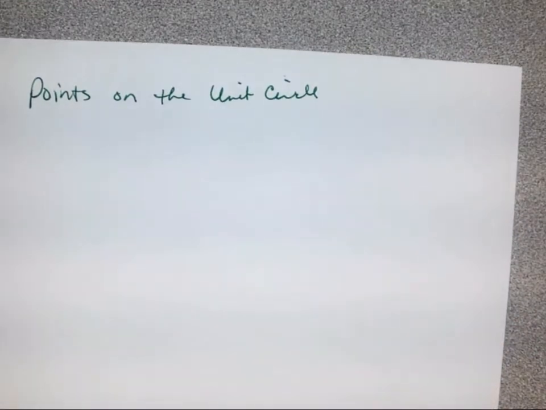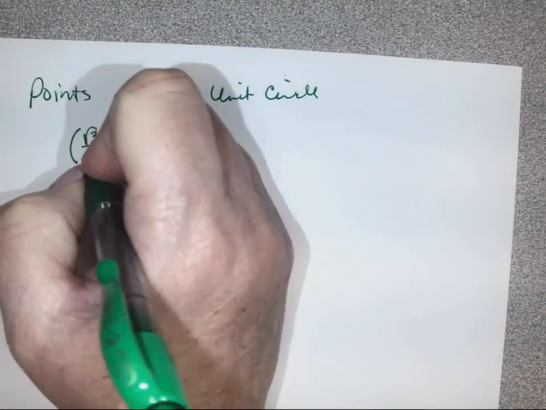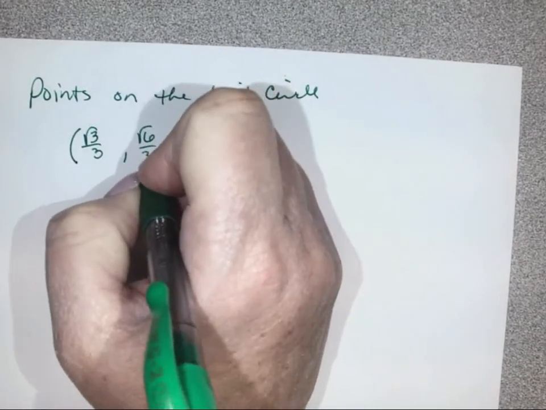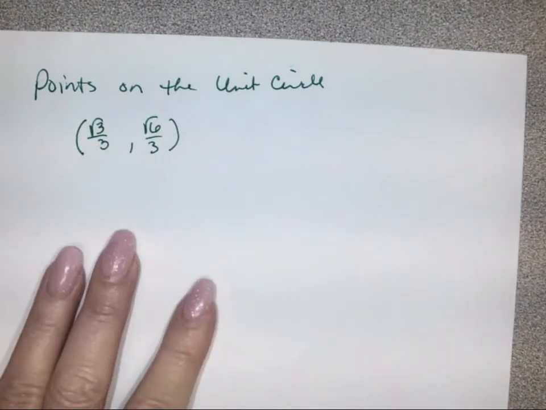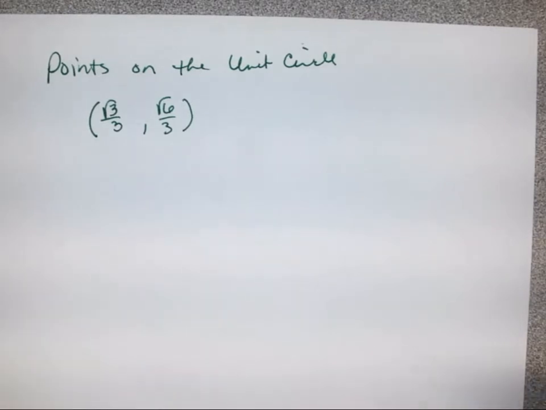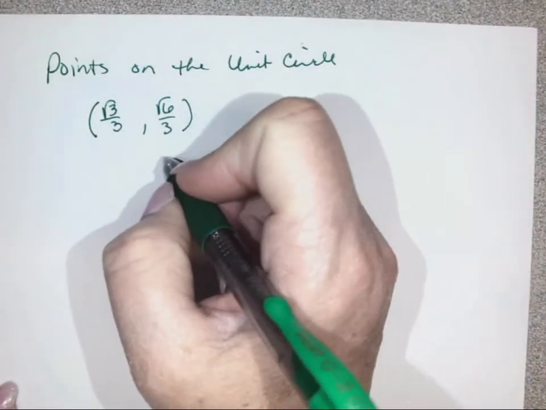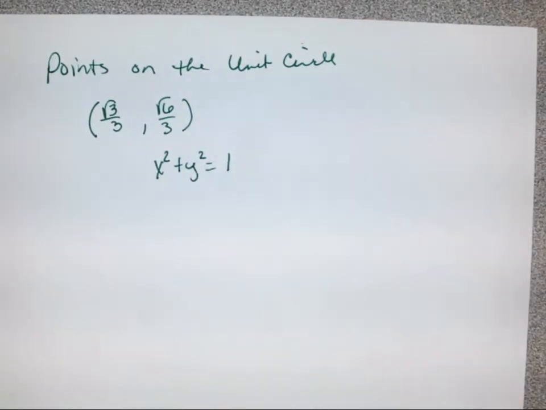So in this case, we want to actually show that a point is on the unit circle. So here is our point. It is the square root of 3 over 3 and the square root of 6 over 3. So this has to satisfy the equation of the unit circle. If we recall, our unit circle equation is x squared plus y squared is equal to 1. So we're going to plug in our values.